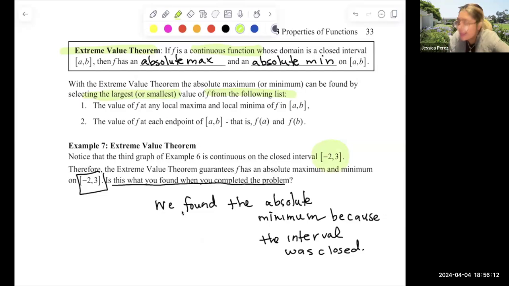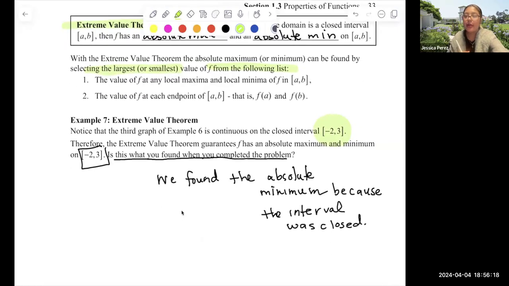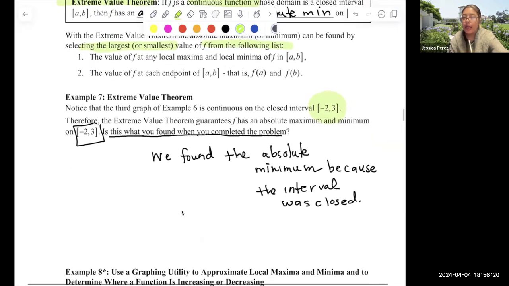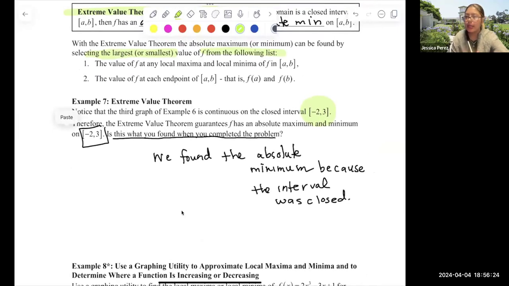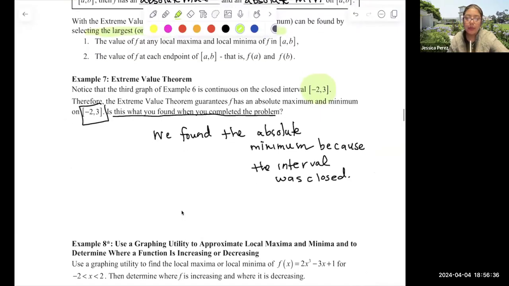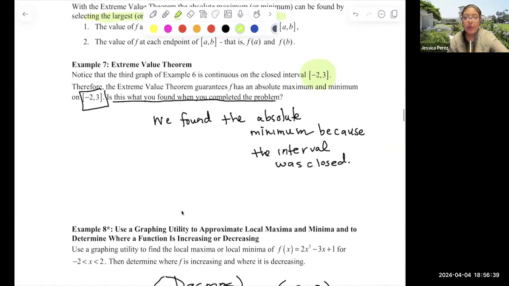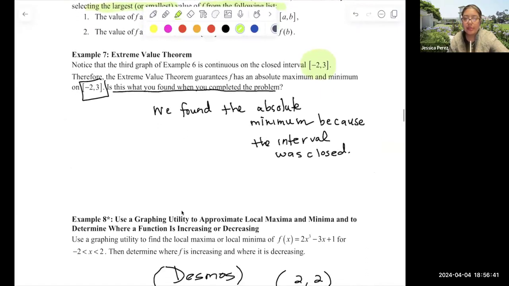So if you have a closed interval, you are guaranteed to have an absolute max or an absolute min. In this case, we found an absolute minimum. Any questions? This is just a theorem that says if you have a closed interval, then you're guaranteed to have an absolute max or an absolute min, whatever it is. Or you can have both.